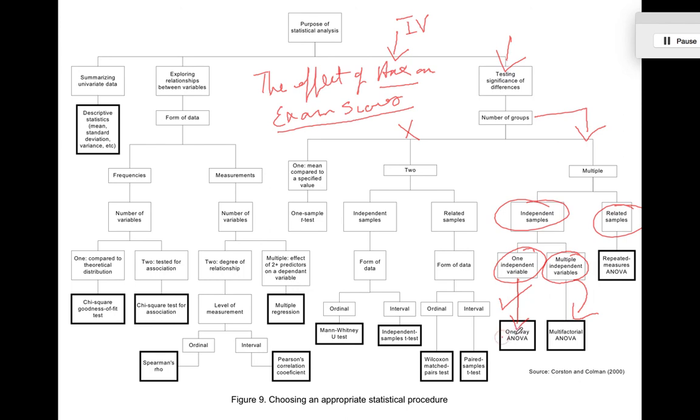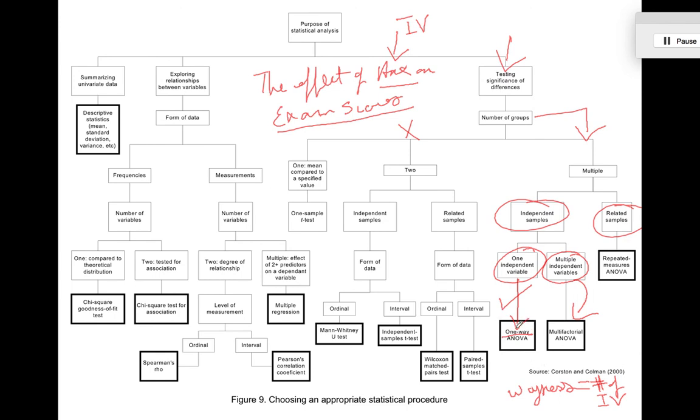Now, if you wonder to yourself, why do you call it a one-way ANOVA? The reason is because of the term wayness. Wayness in statistical language means the number of independent variables. That's what wayness refers to, the number of IVs, the number of independent variables that you're working with. In our particular case, we are working with one independent variable, so we call it a one-way ANOVA because it's a one independent variable ANOVA that we're going to be using.